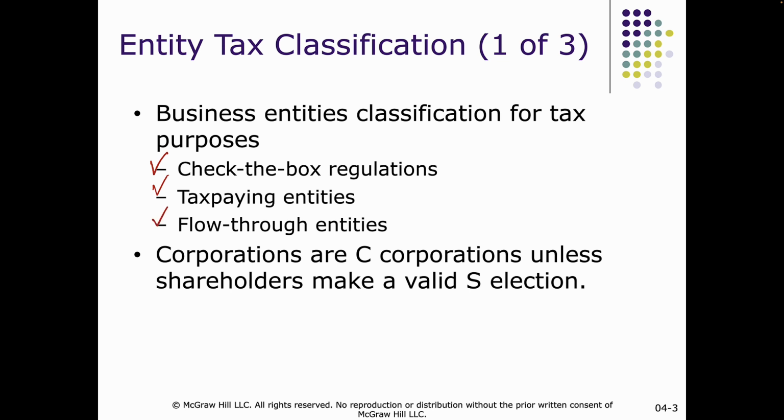Corporations are known as C Corps unless the shareholders make a valid S election. So you would have a C Corp or an S Corp. Two different tax classifications here.